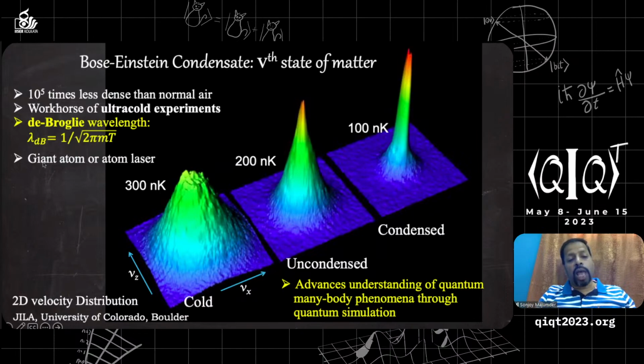And this will appear like a giant atom, or as people say, a kind of coherent state of matter. So it will be like an atom laser. These atoms are very useful not only for technology, but also for theoretical purposes. People can look at different many body phenomena and study them using quantum simulations.